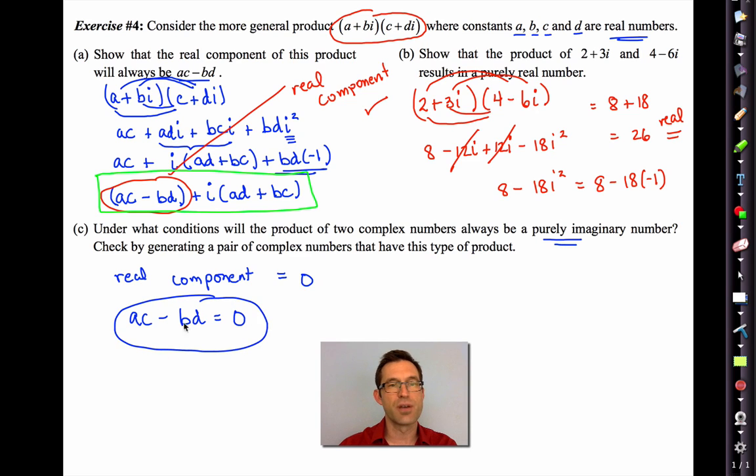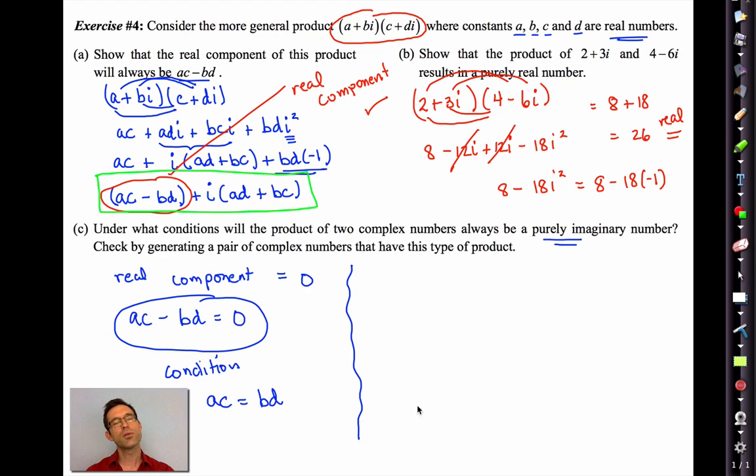Well, there's your condition. And that could be written in a lot of different ways. That's a good way to write it. You could also say a times c would have to be b times d. That would work, right? And it says, check by generating a pair of complex numbers that have this type of product. Well, try that. See if you can come up with values of a, c, b, and d. Okay, don't make them trivial, but a, c, b, and d, that then when we do that product will give us a purely imaginary number.